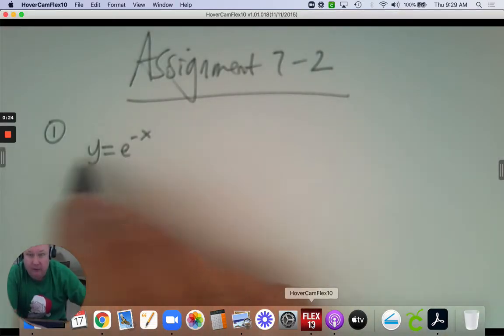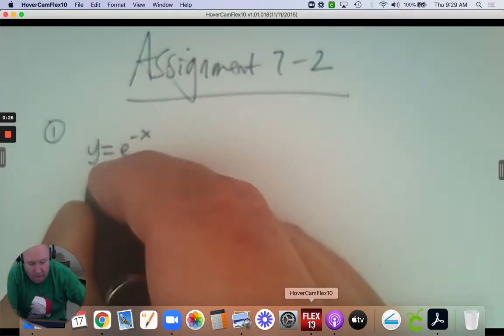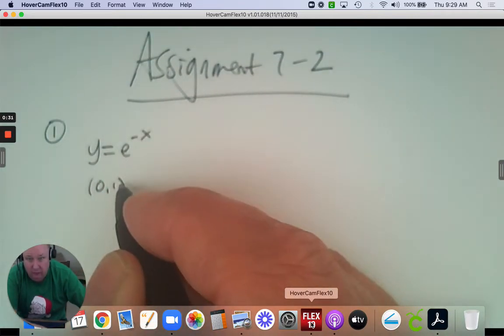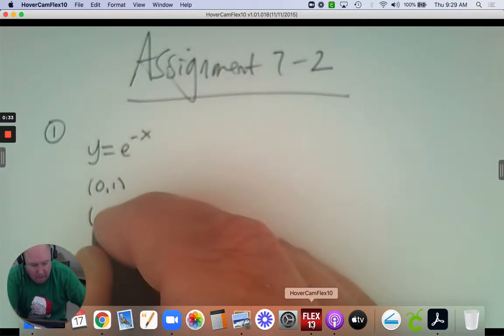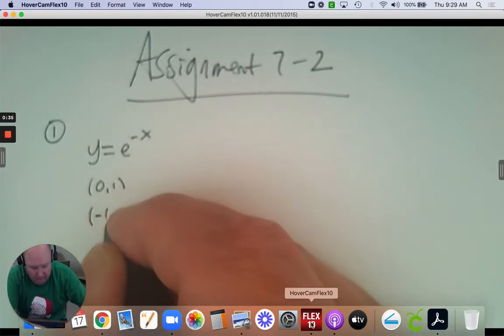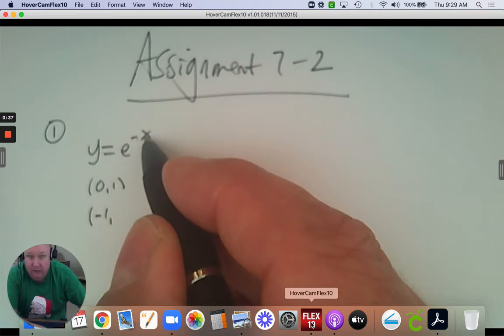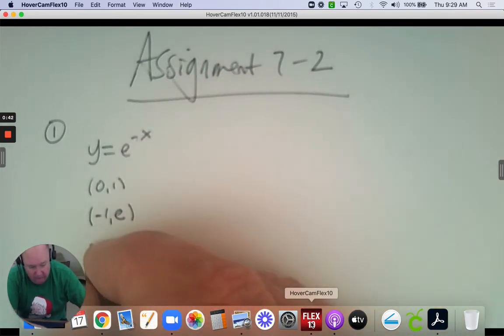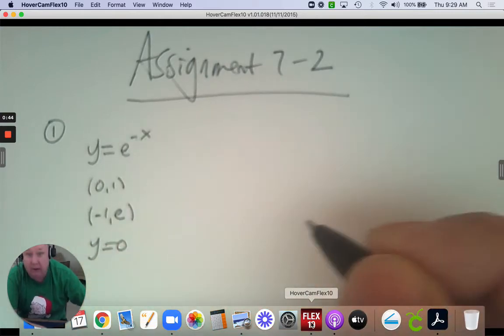So for number 1, could you sketch this if you need to? A point on this graph would be 0, and e to the 0 is 1. The other one, actually, we're going to use negative 1. And if I go negative times a negative, that answer is positive e, which is about 2.7. And there's an asymptote at y equals 0.